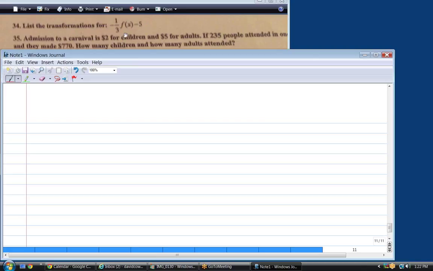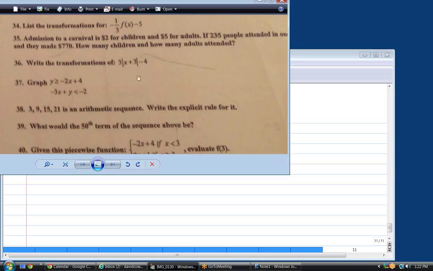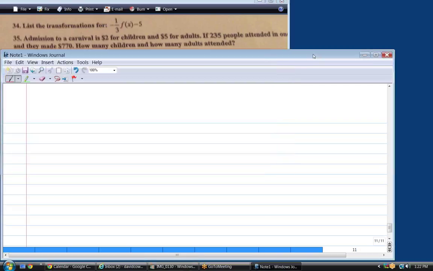Do you know the answer to this, Patrick? No, I wasn't there when they covered transformations. All right. So, what's the best way for me to cover it? Probably using the absolute value function, because they have two questions here on transformations. They have 34 and they have 36.